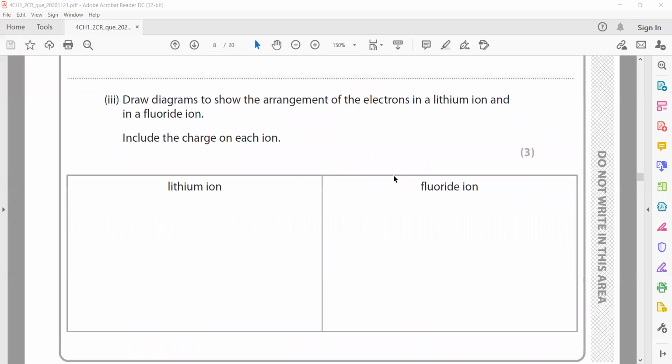Draw a diagram to show the arrangement of electrons in a lithium ion and a fluoride ion. So the lithium ion, because they are asking for the lithium ion: lithium has 3 electrons, but it lost one of them. Like if this was a nucleus, lithium having 3 electrons lost one of them, so it will have only 2 electrons and with a charge of plus 1. Fluorine belongs to group 7. It has 7 electrons in the outermost shell, 9 electrons in total. But it took one electron from lithium.